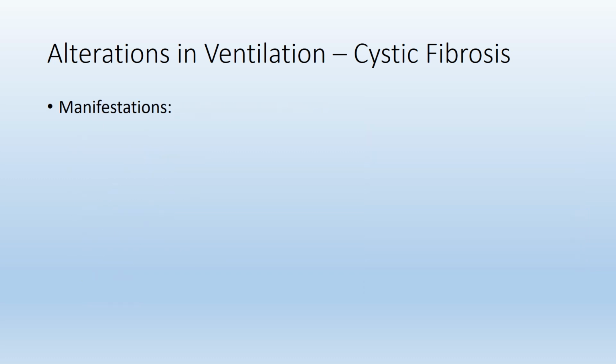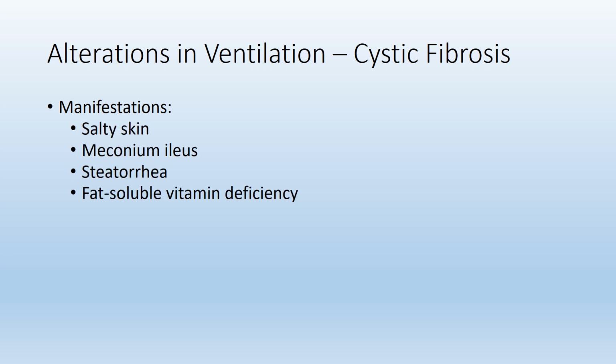So how is cystic fibrosis going to manifest itself? Salty skin, meconium ileus, steatorrhea. Remember that meconium ileus is talking about a really thick, mucousy fecal matter in infants, and so this is going to be a really strong indicator. Steatorrhea is too much fat in your fecal matter, and then fat-soluble vitamin deficiency. So if you can't absorb the fats, then it's very difficult to absorb the vitamins that are associated with their fats, because oftentimes they move along with the fats through the chylomicrons and so on.